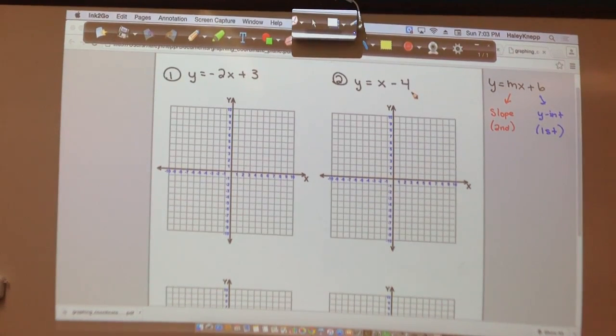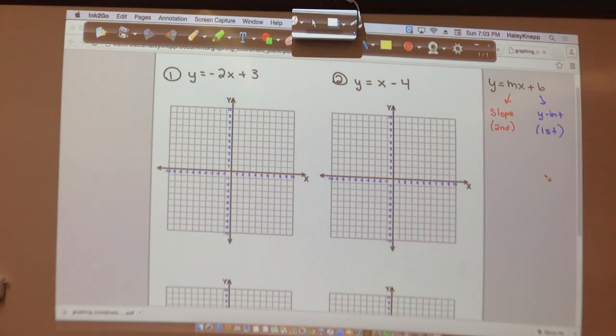Okay, you are graphing along with me. We're going to review how to graph a linear equation. These are simple because they are already in linear equation form. They're already in the form of y equals mx plus b. Therefore, I do not have to switch anything around.